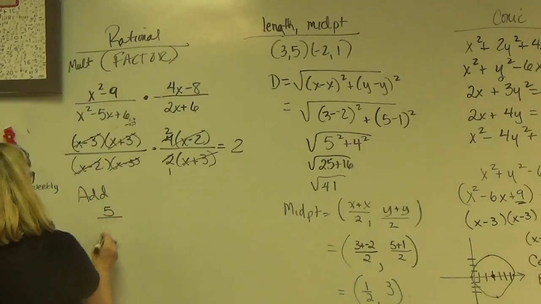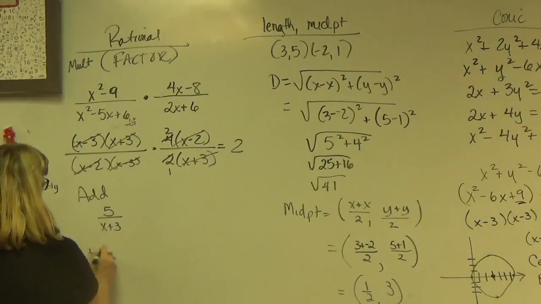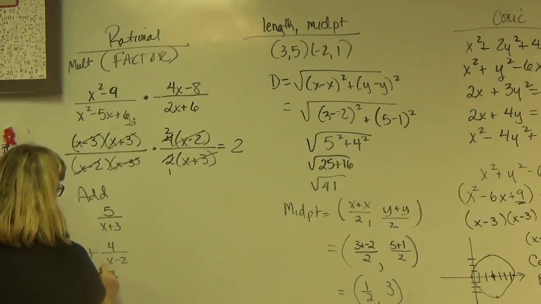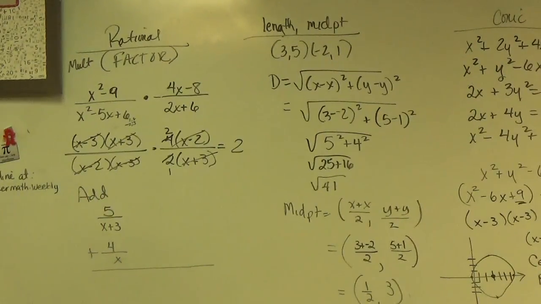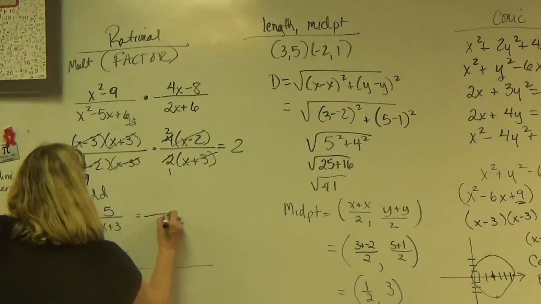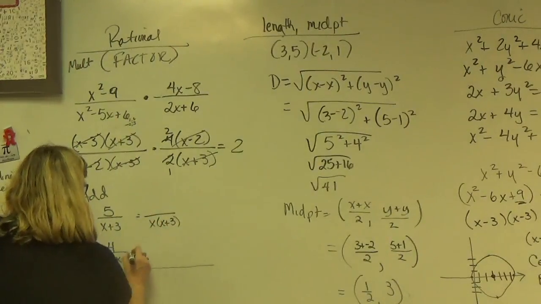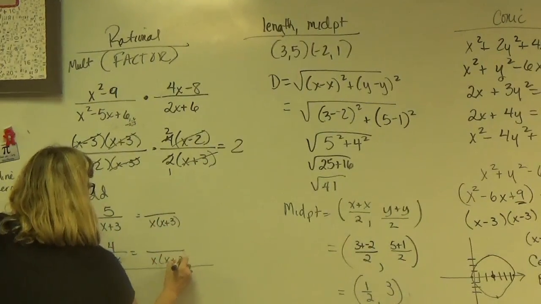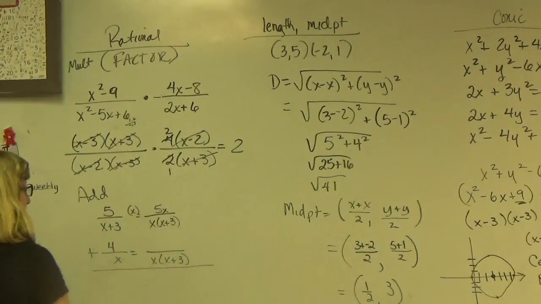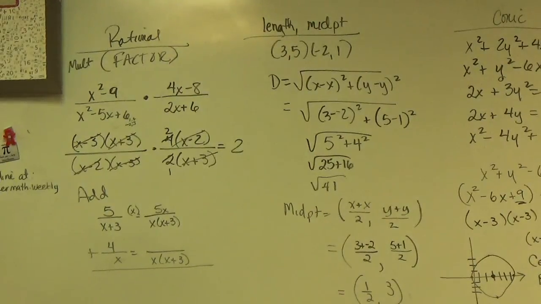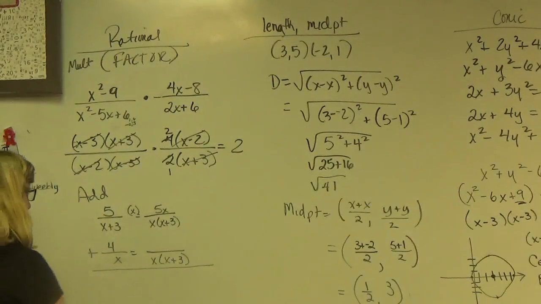Addition, what do you gotta do in order to add? Common denominator. I'll make that just x. 5 over... So what would I need for a common denominator? x plus 3. You need to multiply the first one by x. Right, so we want x and x plus 3, right? So what do I gotta take the first one times? x. What do I need to take the bottom one by? x plus 3.